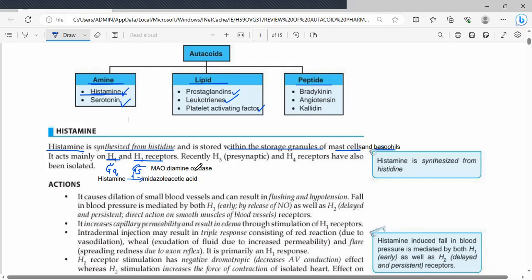H3 are autoreceptors, presynaptic. They are presynaptic autoreceptors and heteroreceptors, and they are found in the brain. They are GI coupled. GI means its activation will result in the inhibition of adenylate cyclase, hence decrease in the cyclic AMP. H4 are also GI coupled, and they are mainly found in the hematopoietic cells, the eosinophils, neutrophils, mast cells, also the CD4 T cells.